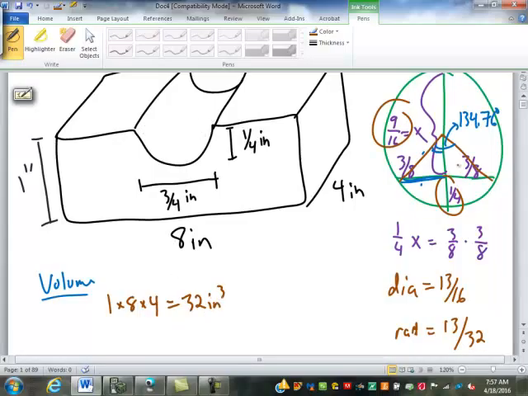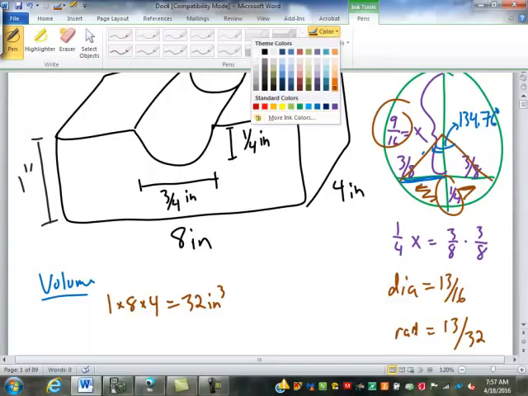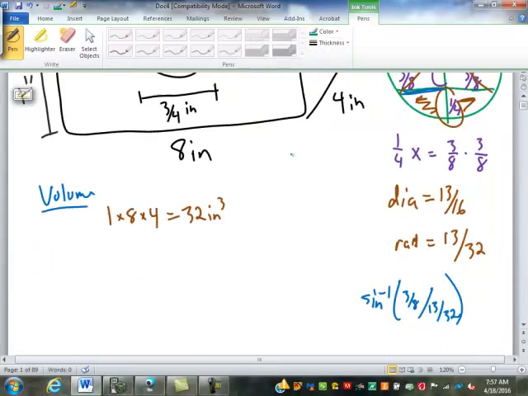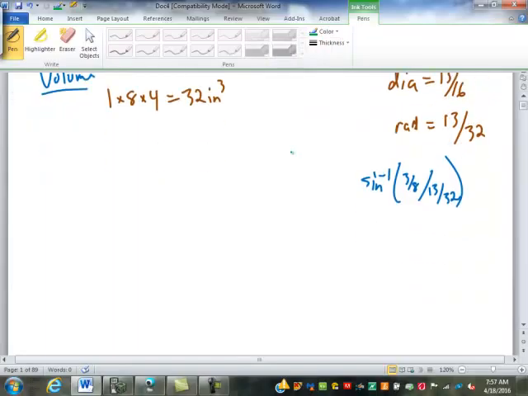Then we have to subtract this volume. Well, that volume is going to come off of this area times the 4 inches of depth. It's an area times a height. That's why we define volume that way, because now it applies to a problem like this. So let's find that area. The area of the sector is going to be 13/32 squared times pi times the 134.76 over 360.